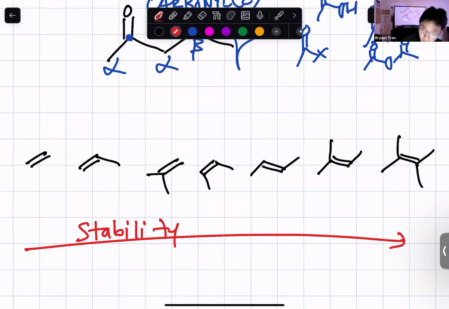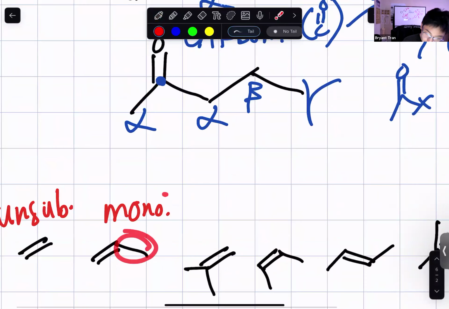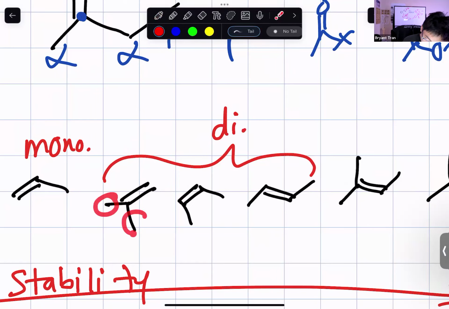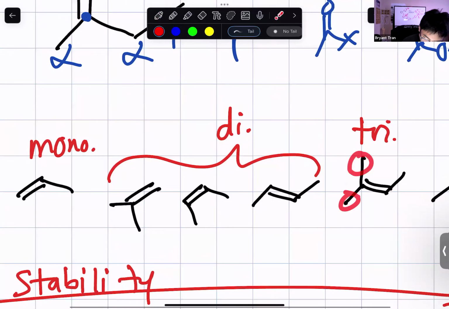And the differences between them are going to be how substituted they are. This is an unsubstituted alkene because there are no R groups attached to that alkene. This is a mono-substituted alkene because there's one R group attached to this alkene. All of these three alkenes here are di-substituted alkenes because there's two substituents attached to the alkene. This is a tri-substituted alkene because three R groups are attached to the alkene.